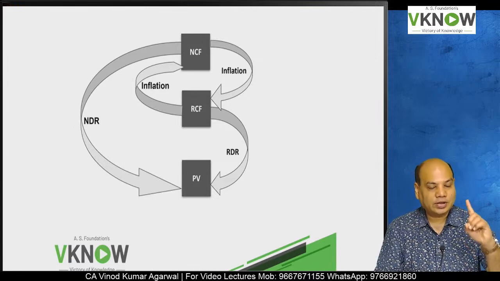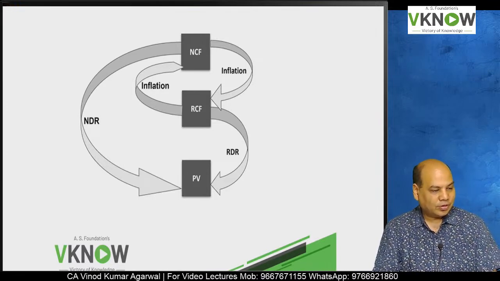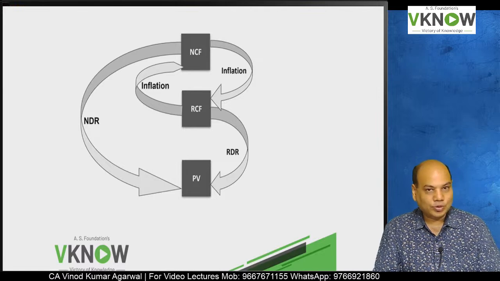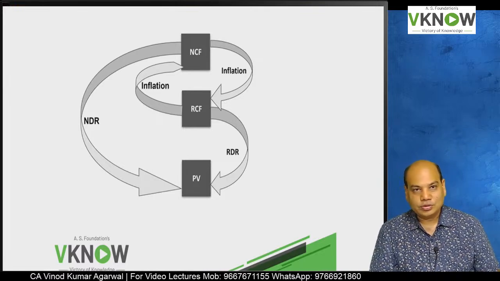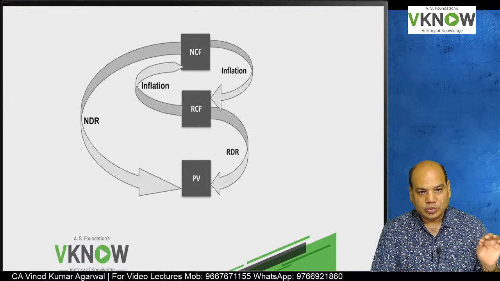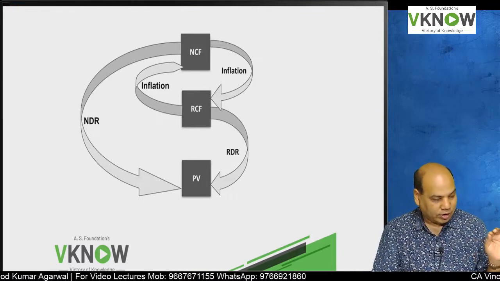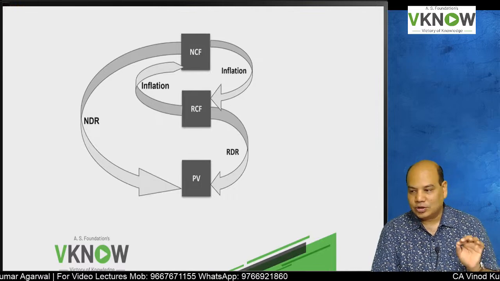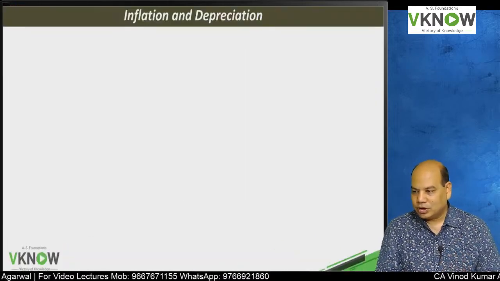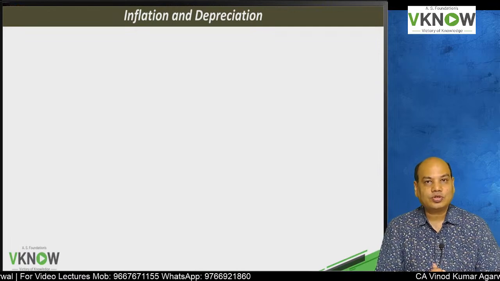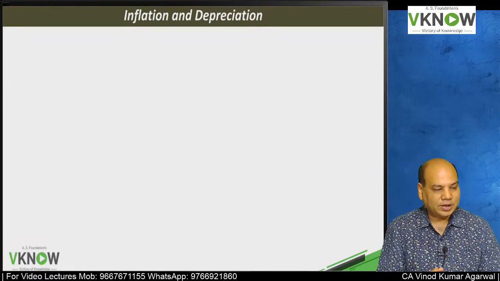Those who like this diagram will say yes. This will help you to understand what you are supposed to do. Summary is, nominal cash flow will be discounted using nominal discount rate. Real cash flow will be discounted using real discount rate. Now the next question is, you are solving questions of capital budgeting.